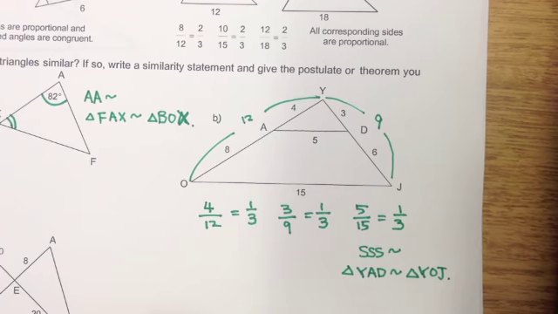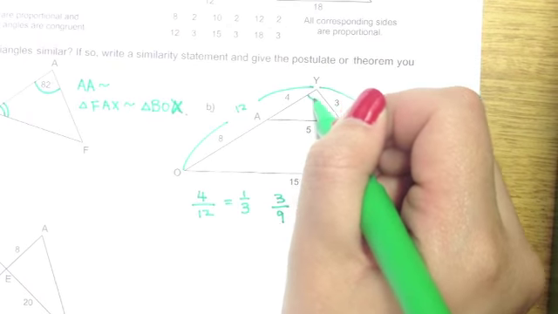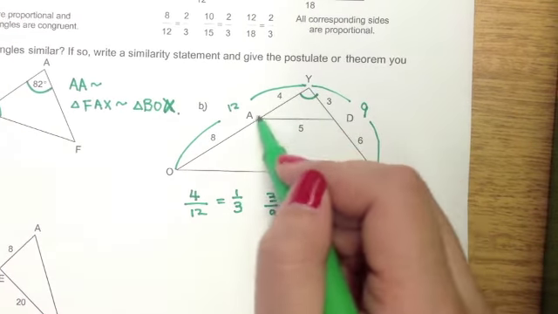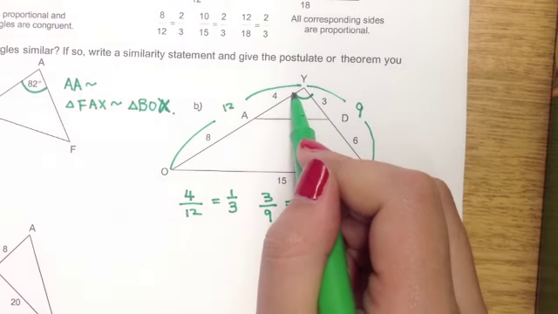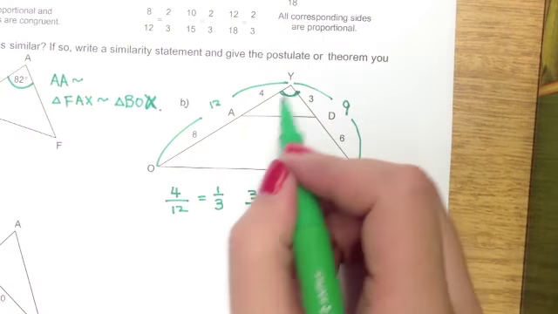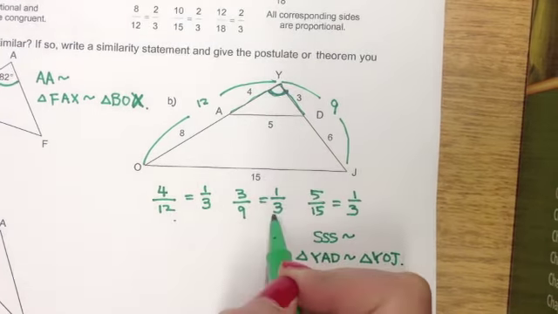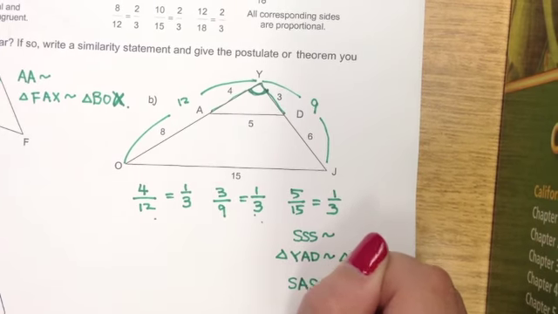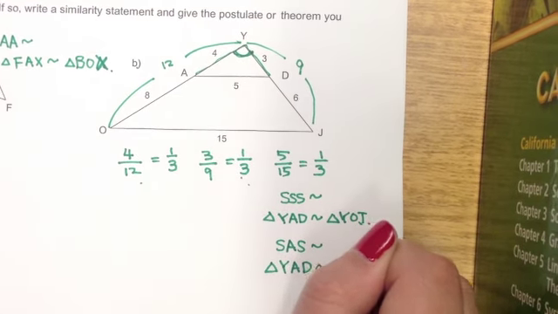So that's one answer. Some of you might have noticed that we actually have a shared angle right here for angle Y. So triangle YAD has this angle Y, and triangle YOJ also has this angle. So we already showed that the two sides that make up this angle are proportional right here. So we can also use side angle side to say that the triangles are similar.